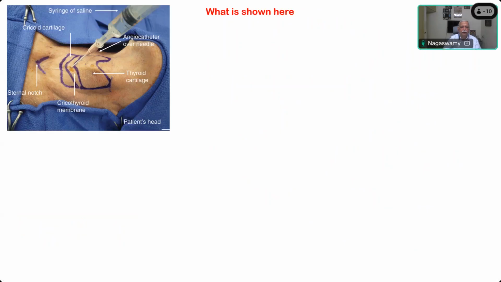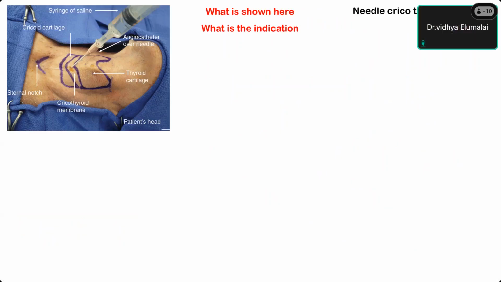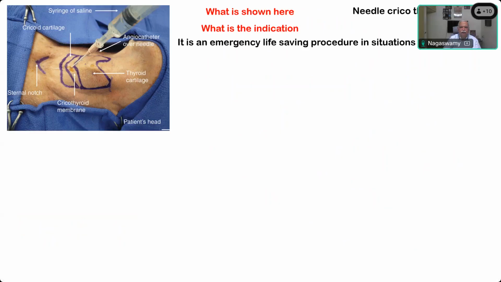It is shown here. Needle cricothyroidotomy. Okay. What is the indication? So it is an emergency and life-saving procedure, and the situations are why the cricothyroid membrane is chosen for front of neck access in an emergency.